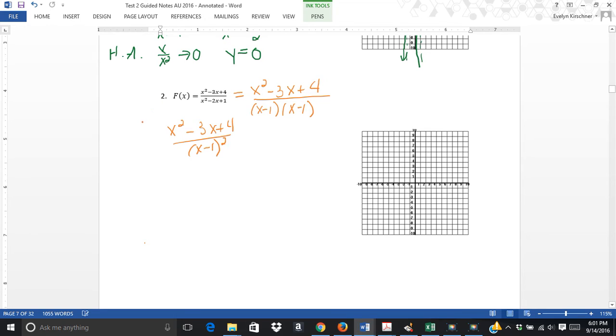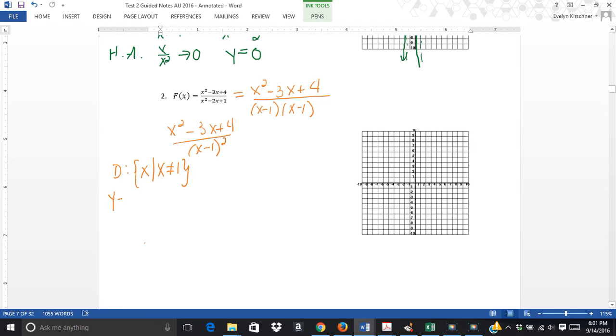Okay, so what's my domain? My domain is x cannot be 1. So x such that x cannot equal 1, because when x is 1, I'm dividing by 0. Since I can't reduce, there aren't any holes. I'll only have vertical asymptotes.